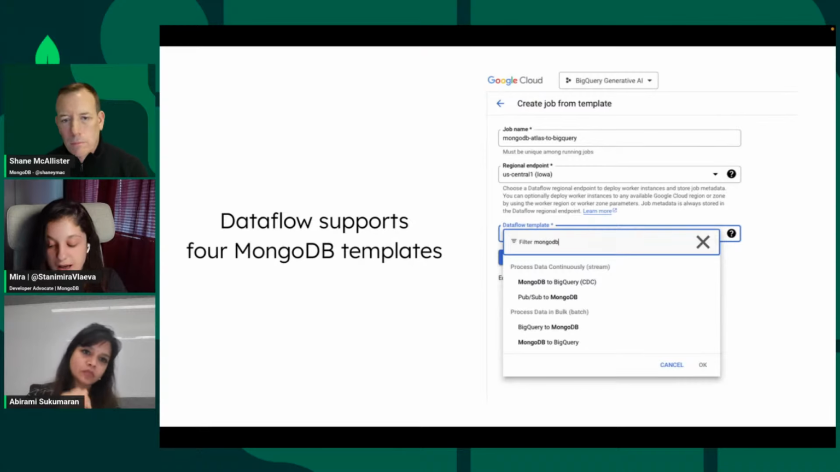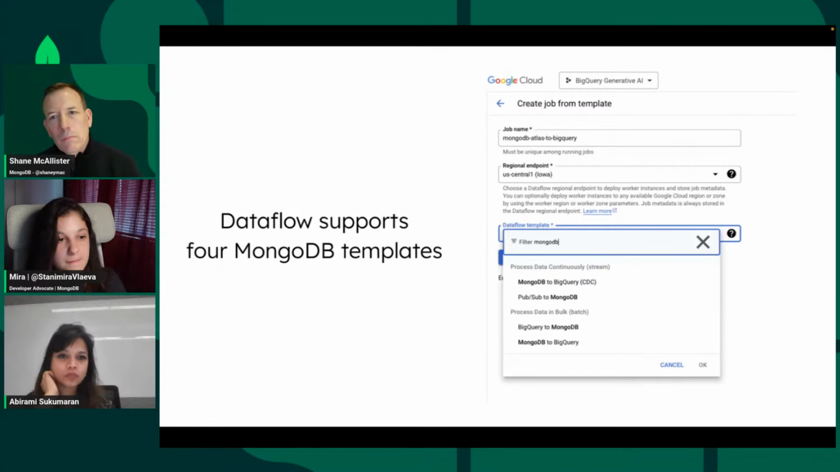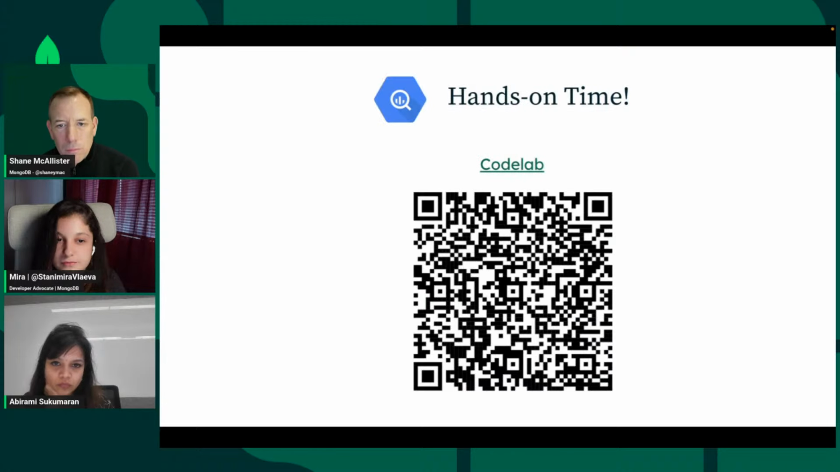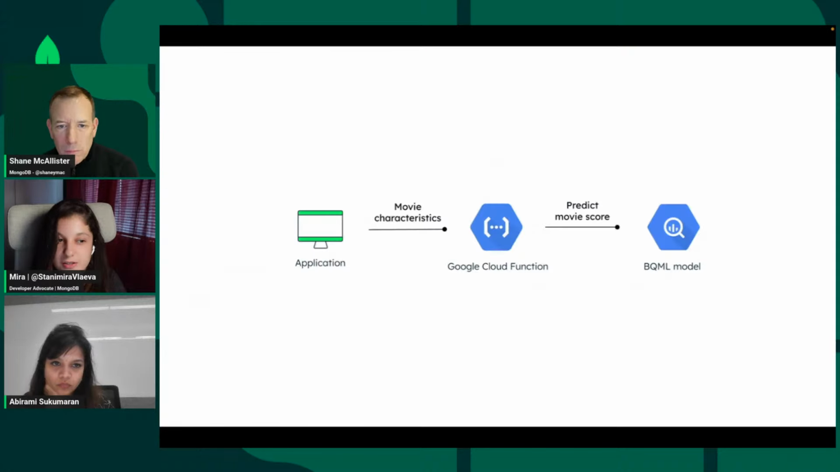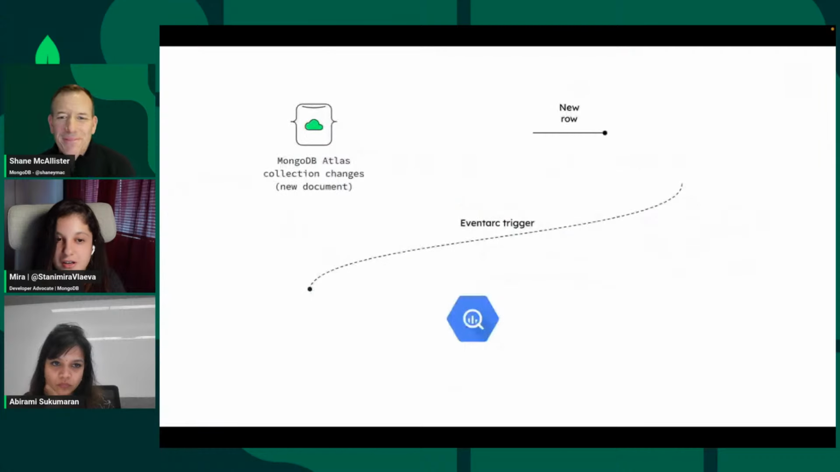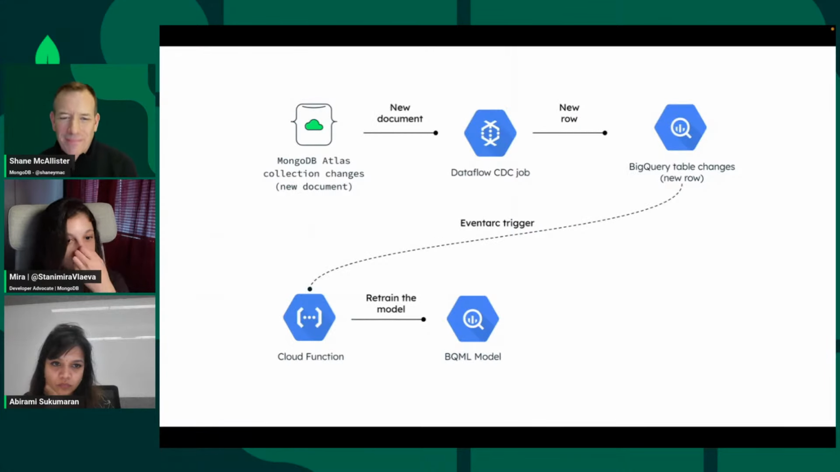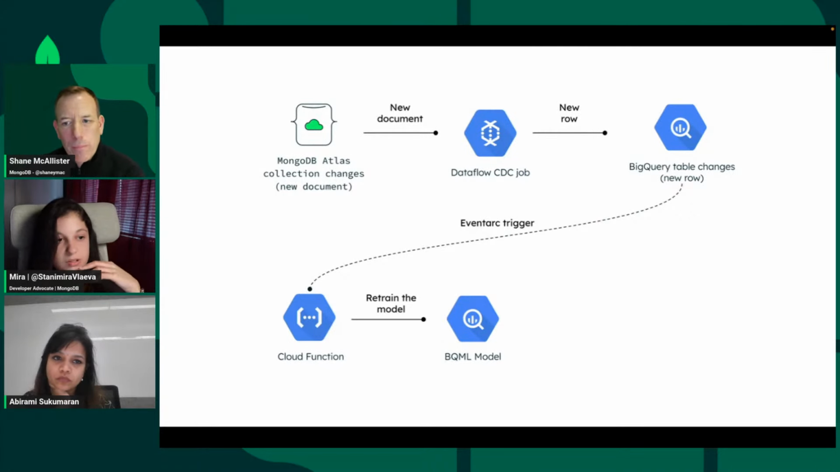But with that said, how do we actually replicate changes over time, not in batches, but as a continuous job that is running? I think I have a diagram over here. We're gonna skip the hands-on part for a second here. All right, this is my diagram. So we saw earlier, we have 4 templates. You can set up a batch job, but you can also set up a CDC job.